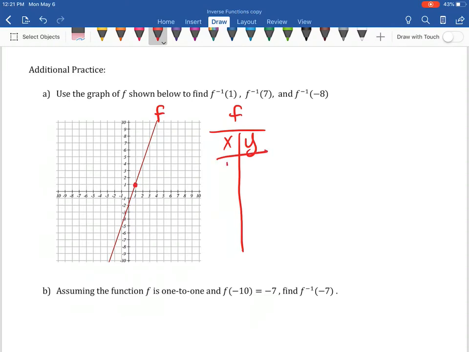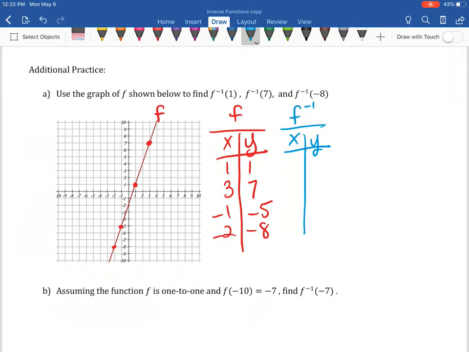I have the point 1, 1. I also have the point 3, 7. I have -1, -5. I have the point -2, -8. Here's just some points to look at so that we can switch them to graph the inverse.